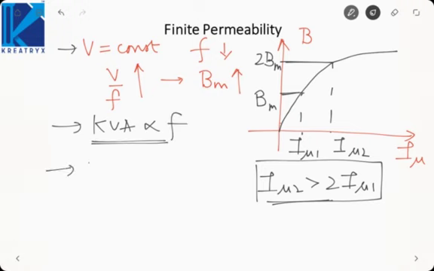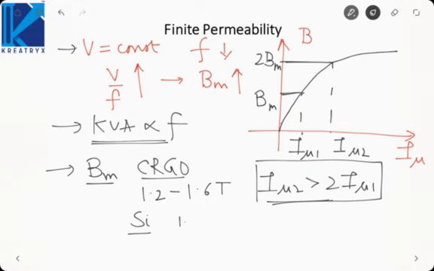Next is this magnetic flux density Bm. It depends on the type of material. That is, for CRGO steel, it is approximately 1.2 up to 1.6 Tesla. For silicon steel, it is approximately 1 up to 1.2 Tesla. This is the range of the magnetic flux density for the different types of materials that we can use.